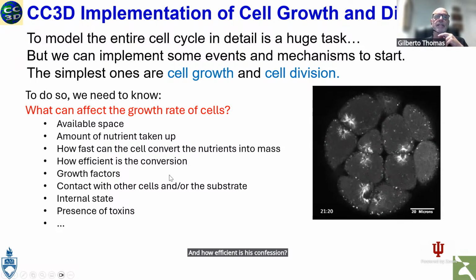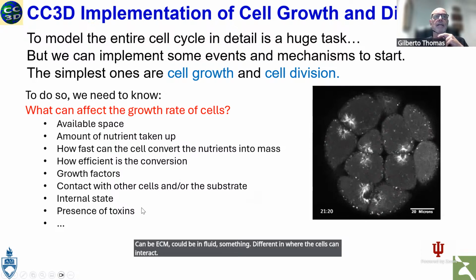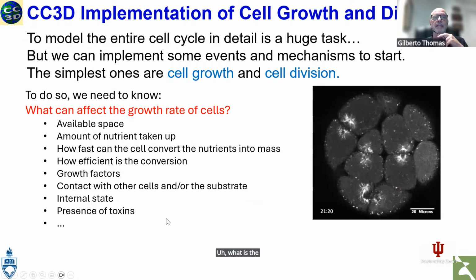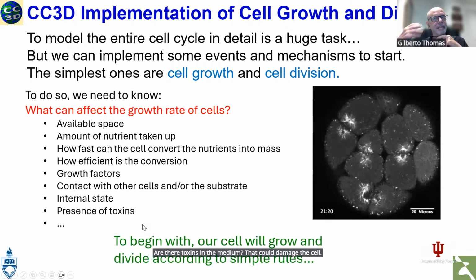Are there growth factors in the medium? Is there contact of the cells with the substrate? The substrate can be ECM, could be a fluid, something different where the cells can interact. What is the internal state of the cell? And the important thing, are there toxins in the medium that could damage the cell? So there is a bunch of things that we could consider to implement the cell growth.